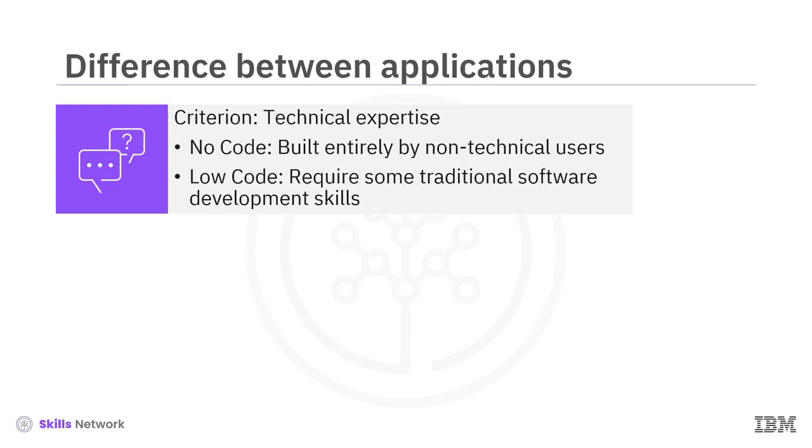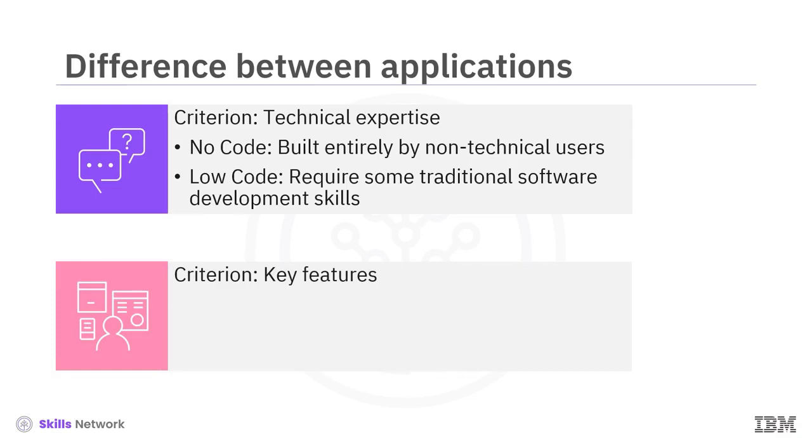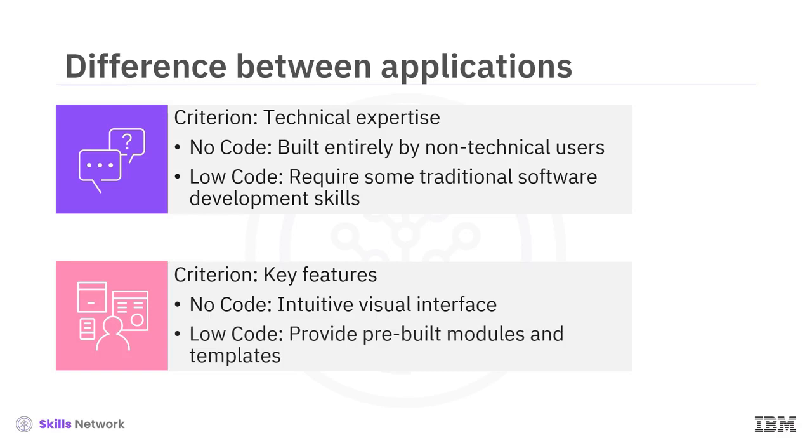No-code platforms provide an intuitive visual interface and drag-and-drop components, making it easy for non-technical users to create simple applications without programming. In contrast, low-code platforms offer pre-built modules and templates, which can speed up the application development process and allow developers to focus on more complex customizations and details. Both approaches have advantages for different applications, depending on the complexity and requirements of the project.